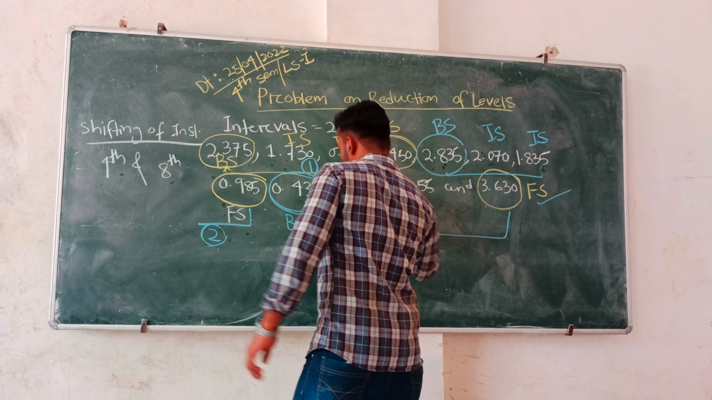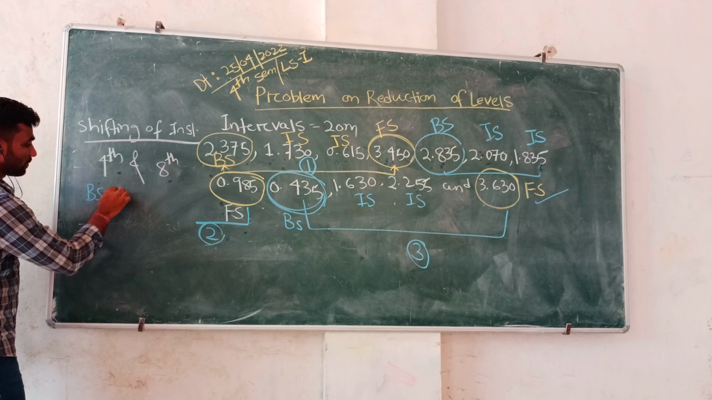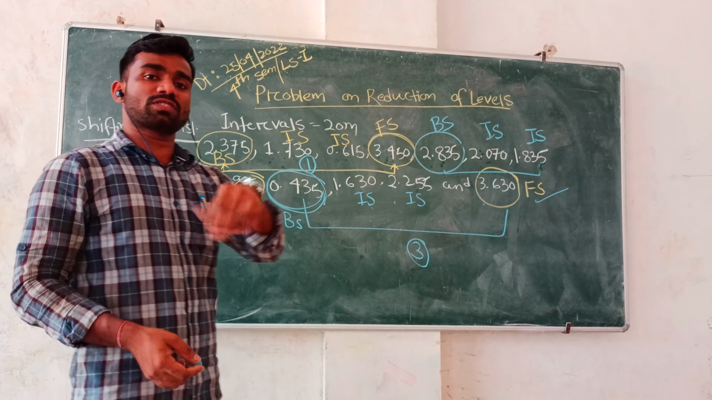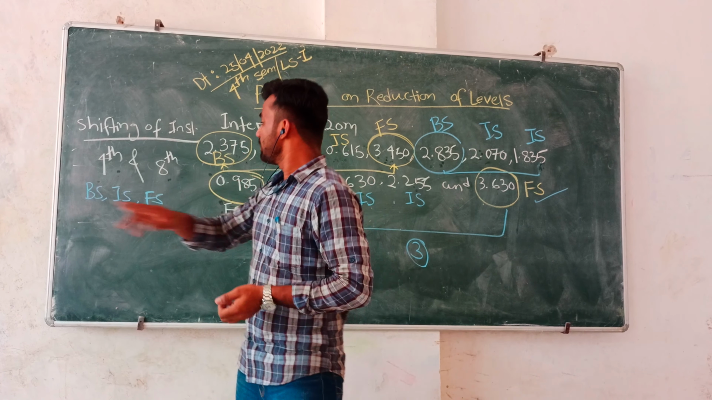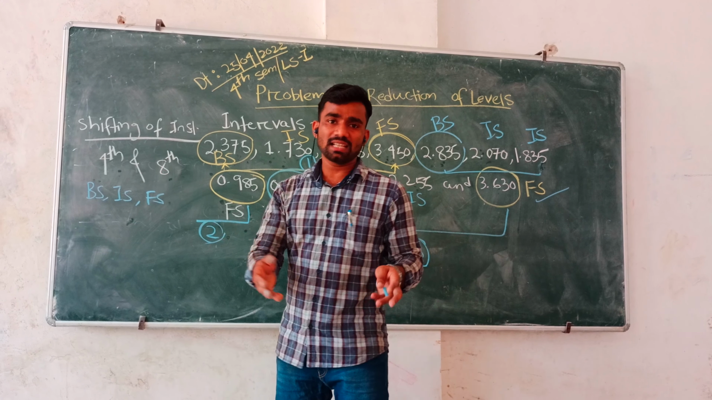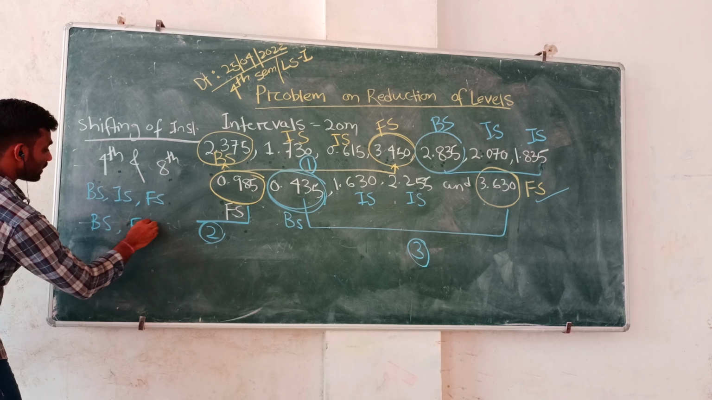Intermediate side. The standard format of the readings is back side, intermediate side, fore side. There can be one intermediate side, two, or five. That is no issue. But minimum there should be one back side and one fore side. If the intermediate side is not there, there is no big issue. You can write here back side and fore side.